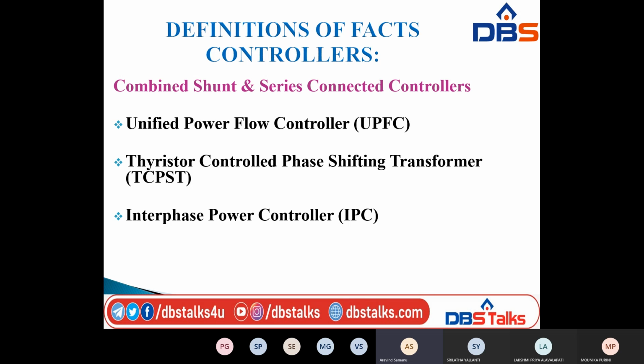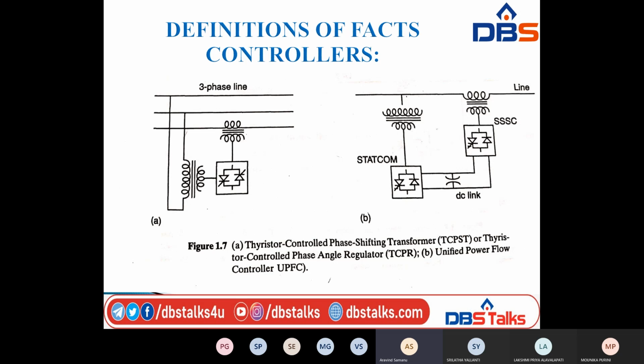Next, and the last one, is combined shunt and series connected controllers. In this one we have three types. One is UPFC, Unified Power Flow Controller, next the thyristor controlled phase shifting transformer, and another one is the interphase power controller. These three are the combined shunt and series connected controllers. The first one is the Unified Power Flow Controller.